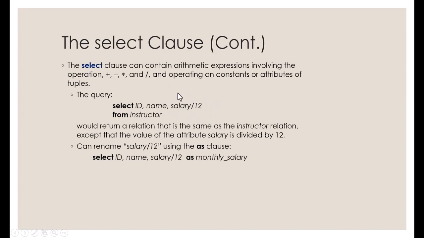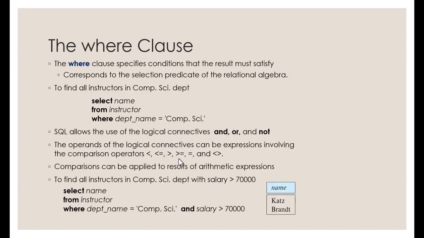Okay, you can also rename this to be called something else. So here I can do select ID, name, salary over 12 as monthly underscore salary. So now this column will have the name monthly salary, and it's going to divide the salary by 12, and it's going to show the number that they're making in a month.